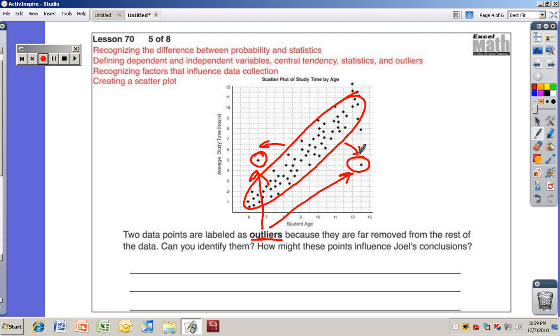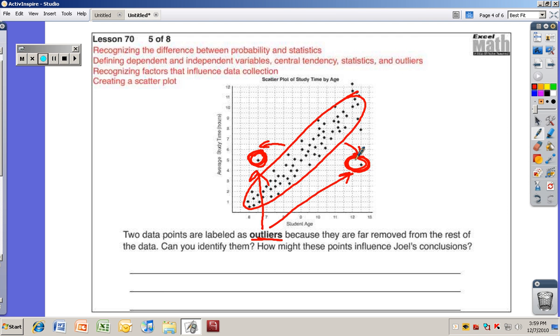And then it says, how might these points influence Joel's conclusions? What can he tell about his data because of these 2 kids that are out here? Go ahead and write a sentence, make your best guess. I know this is a hard question. Pause the video and then start it up again to see what my answer is.